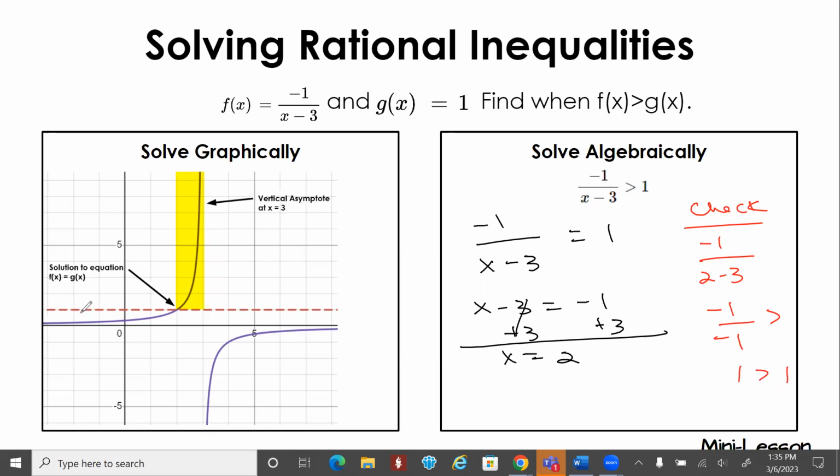Looking at my graph, this line right here is going to be y equals 2. Which is essentially, I'm sorry, y equals 1. No, it's y equals 2. Which is essentially what's happening right here.